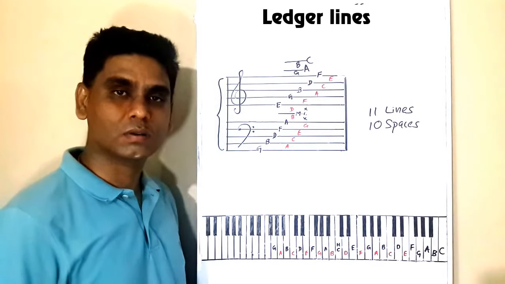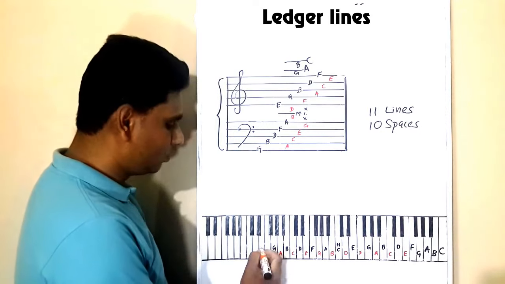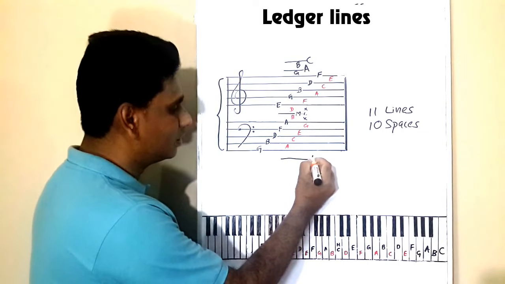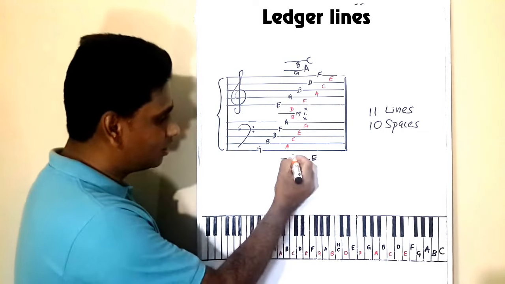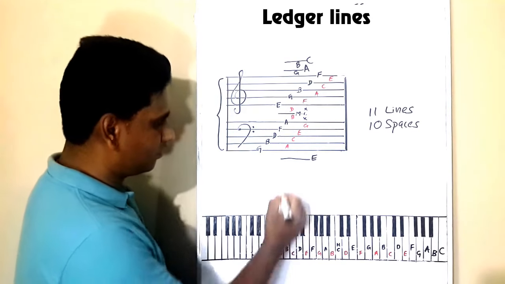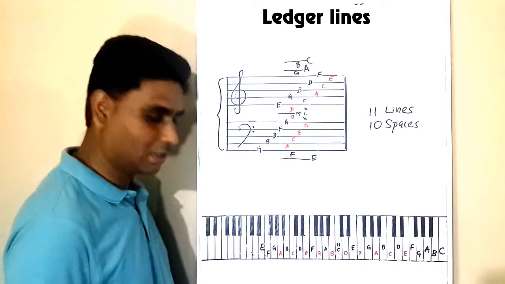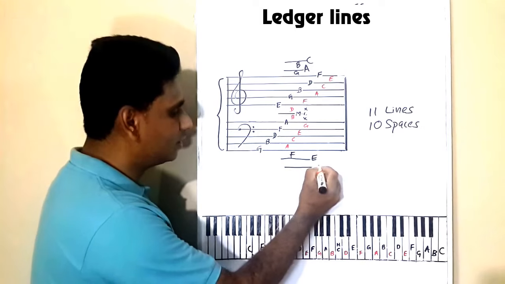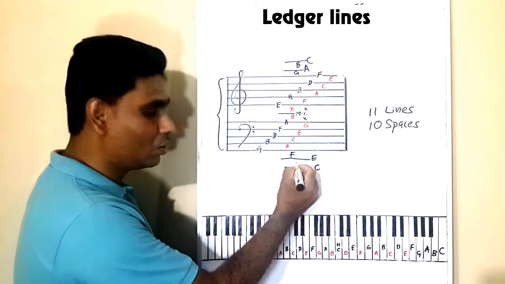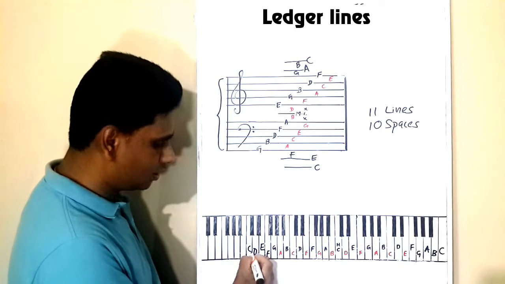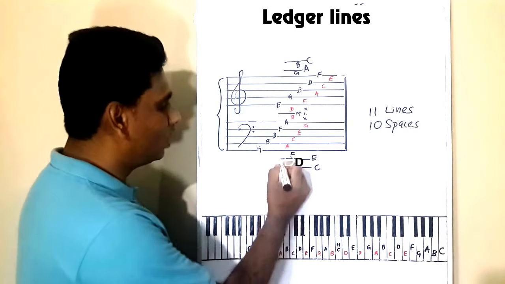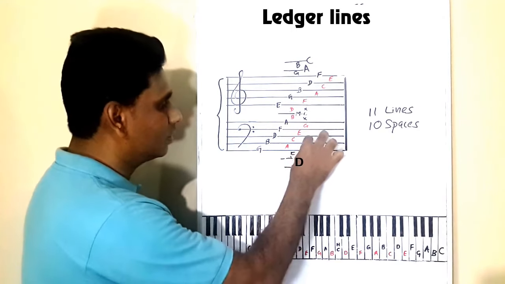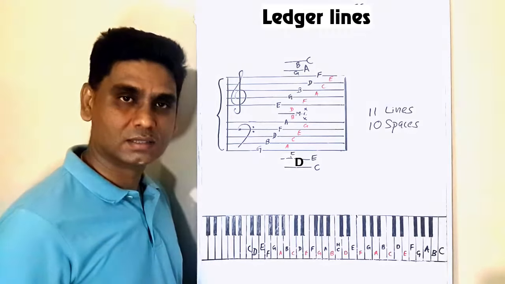Now the lower part of the piano. If I want to play the E note, I have to draw a ledger line to accommodate it. And there is a note, this is F. How about the C note? If I want to play C, I have to make another ledger line for the C. And there is a note, which is D. When you make the ledger lines, make sure to keep the same distance as the stave line spaces.